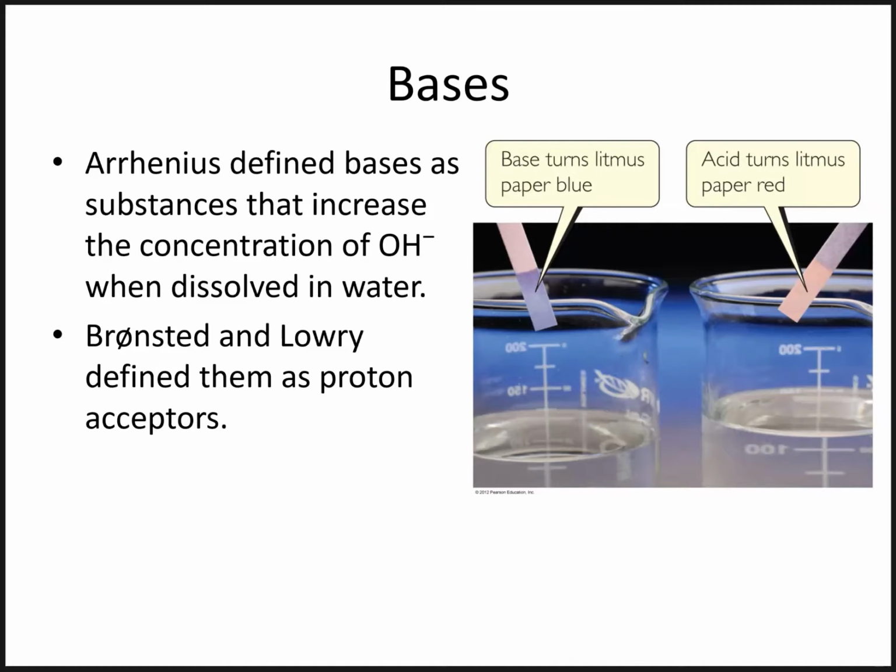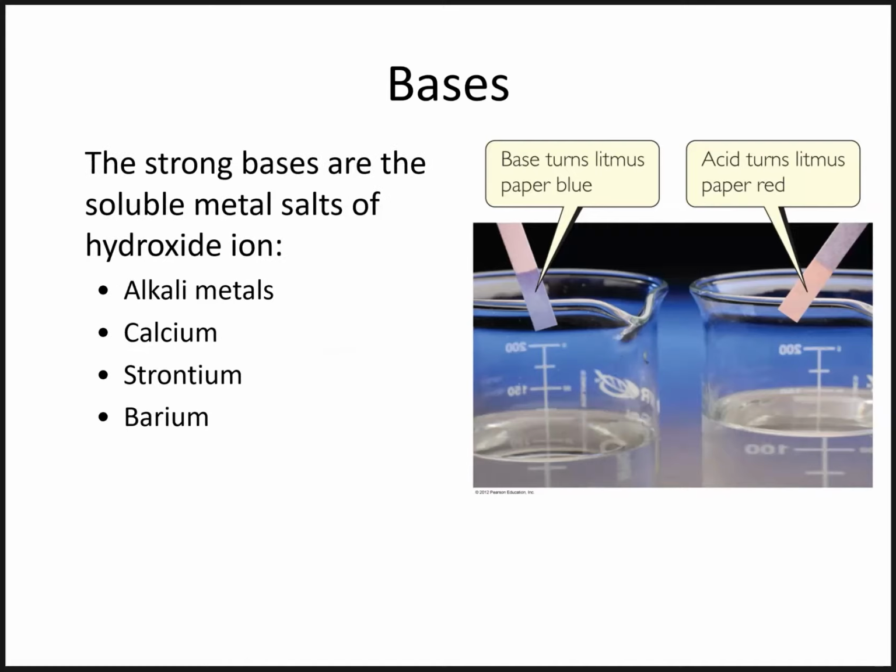When it comes time to describing strong bases, the alkali metals, that is column 1 metals with a hydroxide, calcium, strontium, and barium all form strong bases. Otherwise, anything with a hydroxide is going to be considered a weak base, or a weak electrolyte.